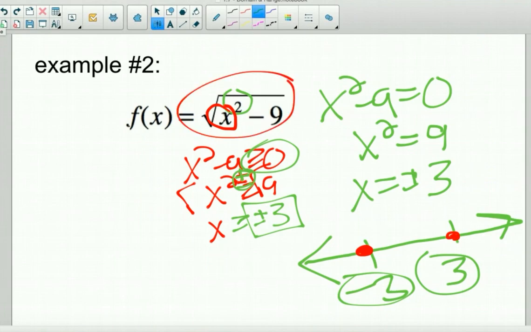And if you see, you couldn't, right? Because it would be 1 squared minus 9, which would be negative 8. I don't want negatives in my radicand. So anything in between, not just 1, but anything in between those numbers wouldn't work.